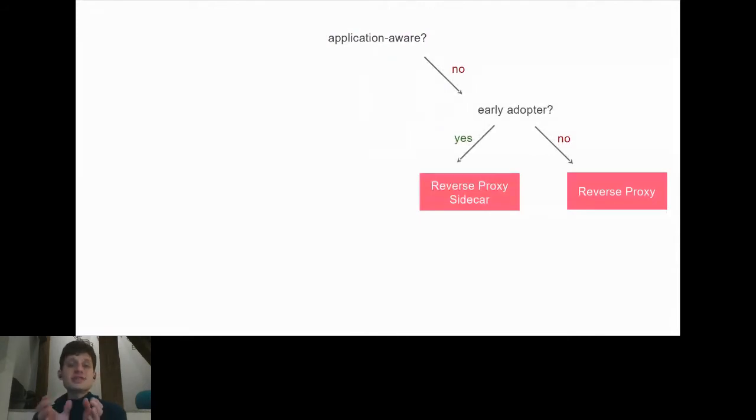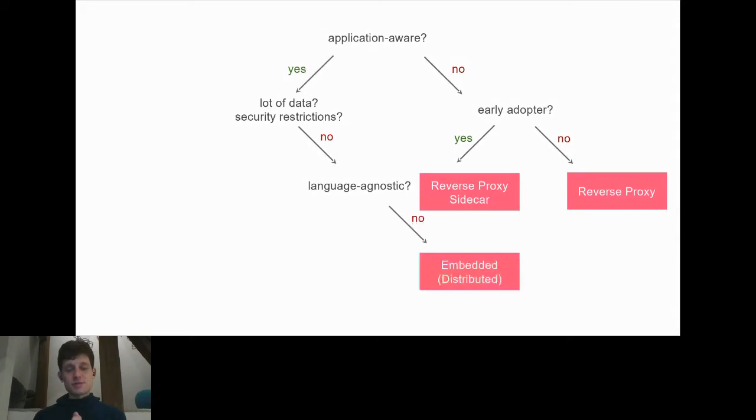Now, if your application needs to be aware of the caching, then the next big question is, do I have a lot of data or some security restrictions? If no, then do I need to be language agnostic? If no, use embedded or embedded distributed caching. If yes, use sidecar. Now, if you have a lot of data and some security restrictions, basically you work in a big enterprise, then the last question you need to ask is, is my deployment a cloud? If no, use on-premises client server. If yes, use a cloud solution.